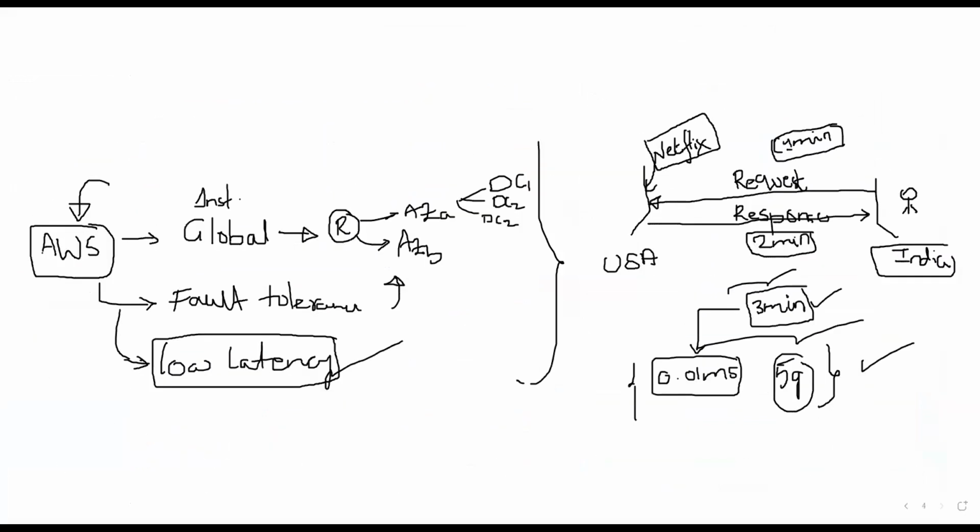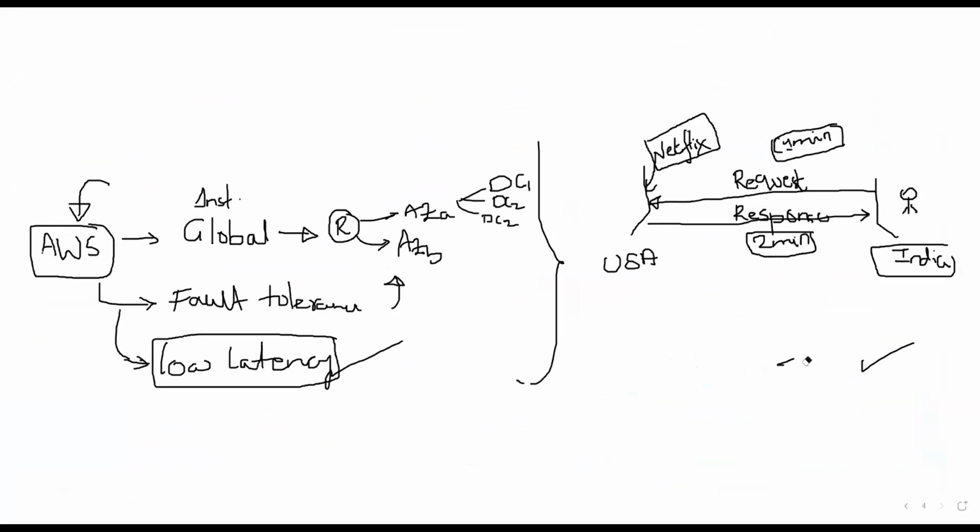Now see here what AWS has done in this example. Let's say I'm accessing the resources from AWS in the USA, from India. It takes a very long time. So now AWS is saying that we are low latency.